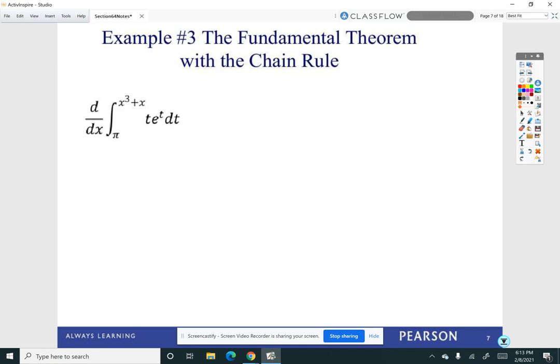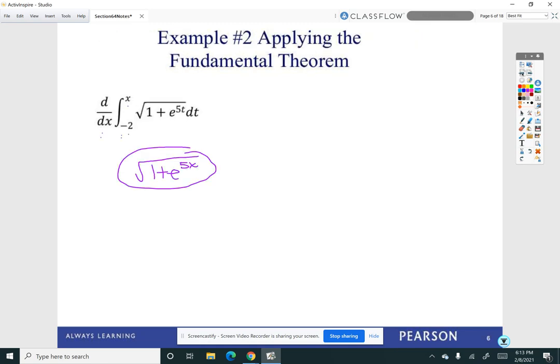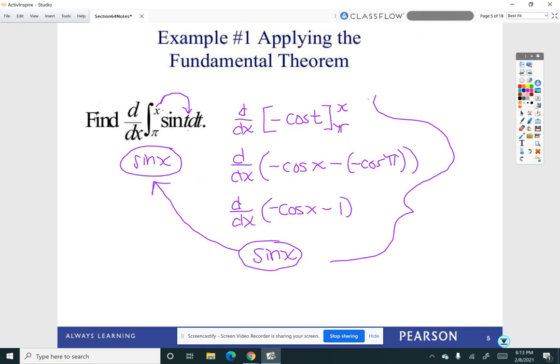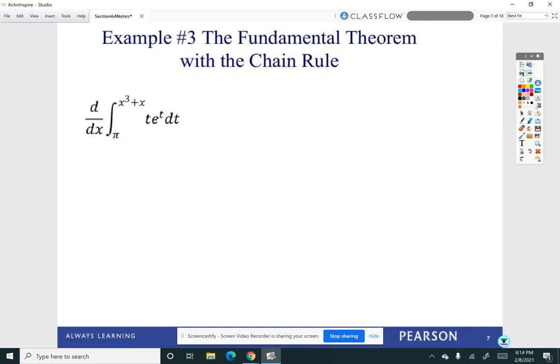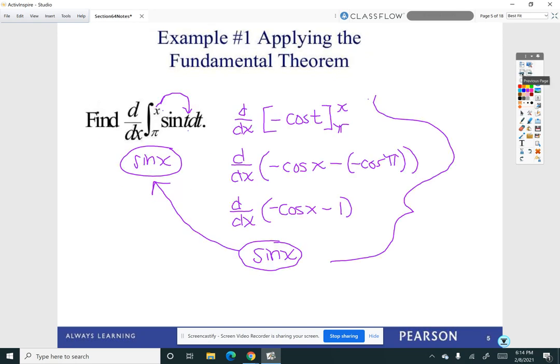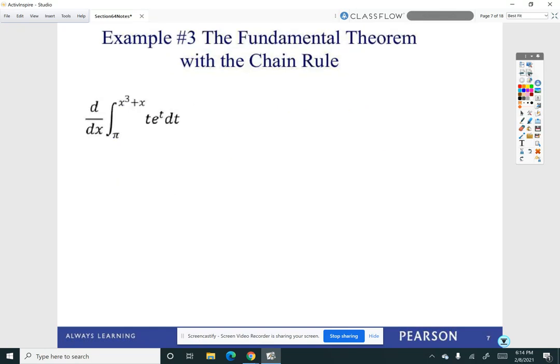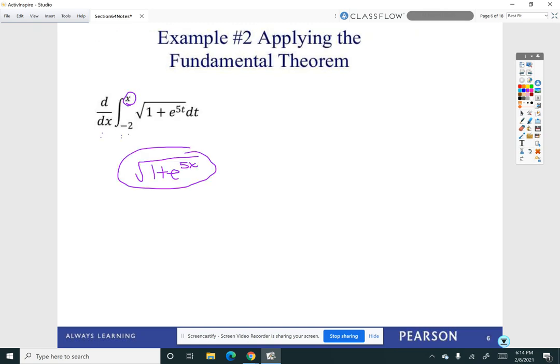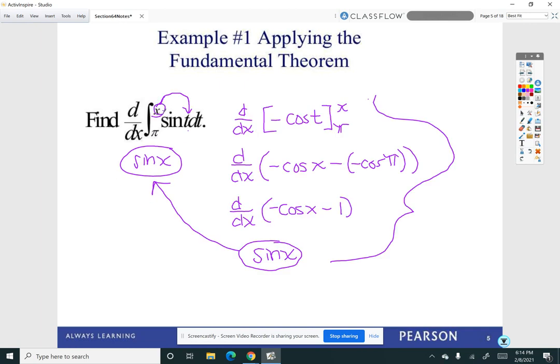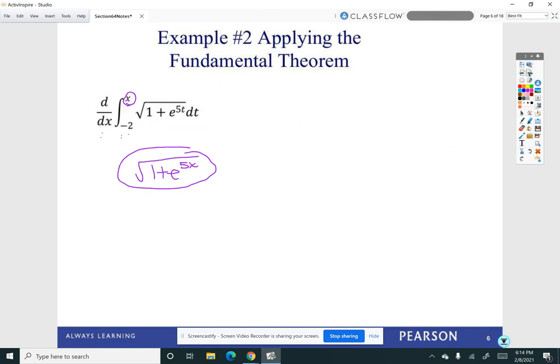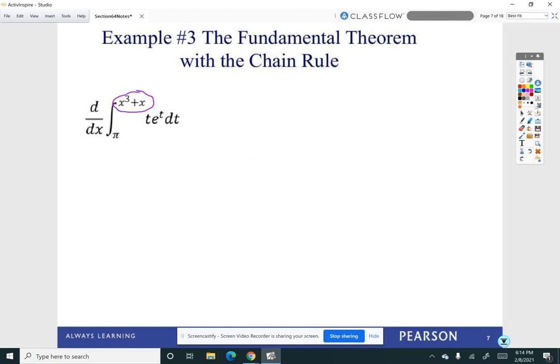Okay, so I'm going to do this the long way, the way I did example 1, and then we'll decide how we can do this the short way. Now, what's different about this example 3 is that the upper limit of integration isn't just an x. It's an x cubed plus x. And on these, the upper limit of integration was just an x. So basically, I could just substitute x in for the t. Okay, so let's think about this.